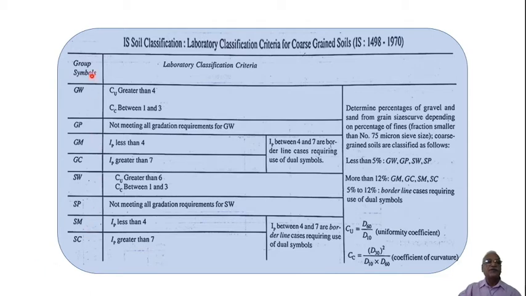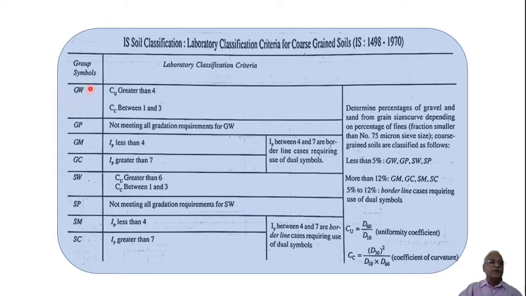That is the classification. GW, when we say it is gravel well graded, GP is gravel poorly graded, GM is silty gravel, GC is clayey gravel, SW is well graded sand, SP is poorly graded sand, SM is silty sand, SC is clayey sand. Now for this, what are the conditions or criteria to be satisfied?